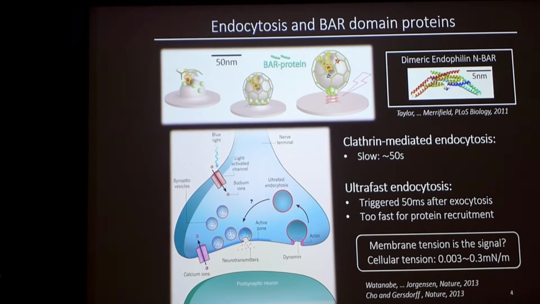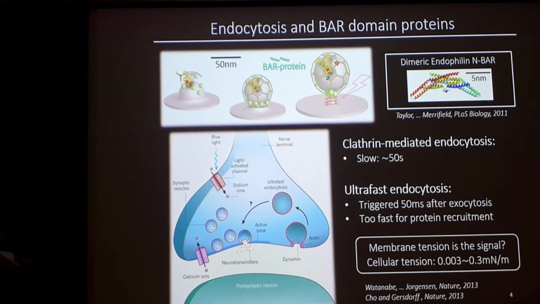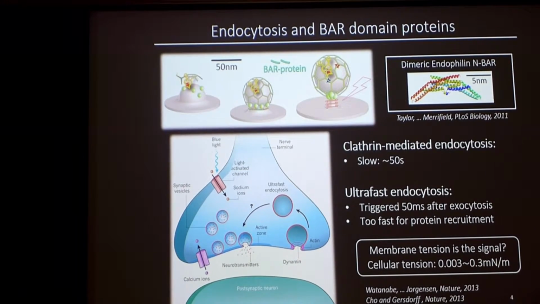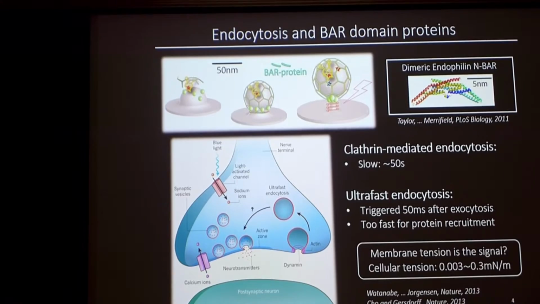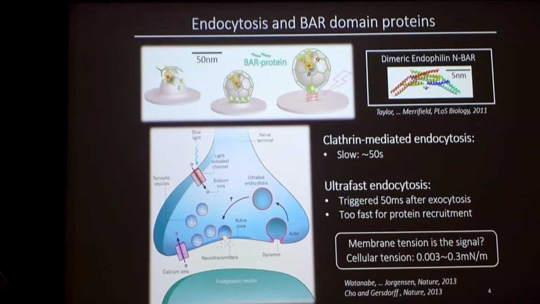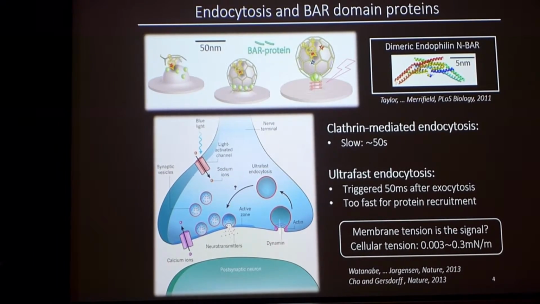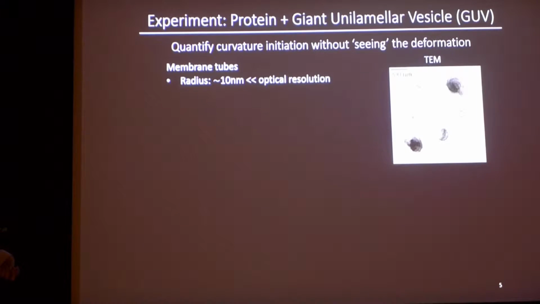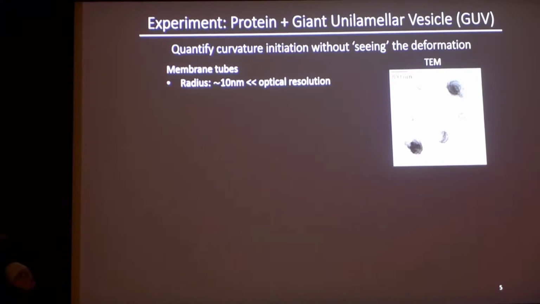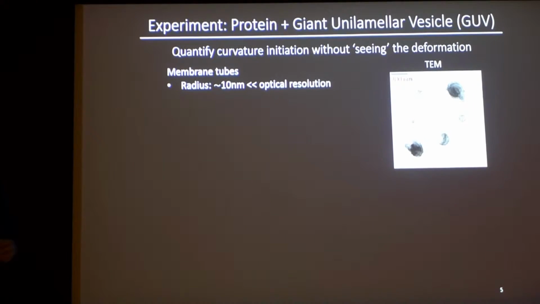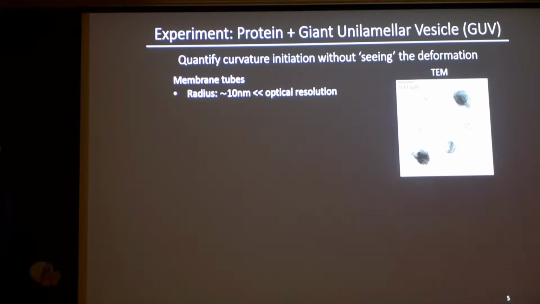Especially we are interested in how mechanical properties of the membrane, as well as chemical properties of the protein, influence this membrane shape transition. But before getting into the experiments, I really need to mention why this is still not well studied: a major reason is that this deformation is really tiny. As you can see in this EM image, these membrane tubes produced by BAR proteins have a typical radius of only 10 nanometers, which means if you look at these tubes under an optical microscope, it will just be a blur, and there's no way you can quantify the initiation of this membrane deformation.